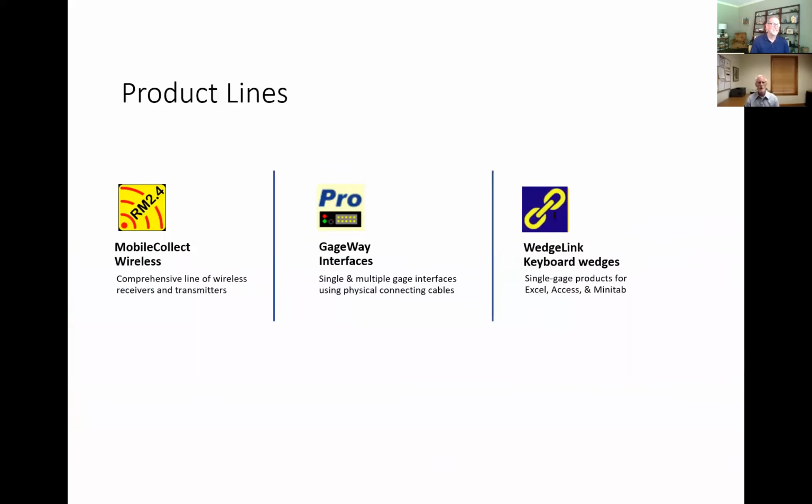Product lines that we offer include a wireless product called Mobile Collect. We have a gauge interface line called Gauge-Way that uses physical connecting cables. And then we have a product called WedgeLink, a keyboard wedge product for single gauges, for getting data into programs like Excel, Access, Minitab, and web-based programs. We're not going to get too much into our products. I want to talk just about the technology behind them, but any photos you see will be of our items, so I just want you to be aware that we made these.